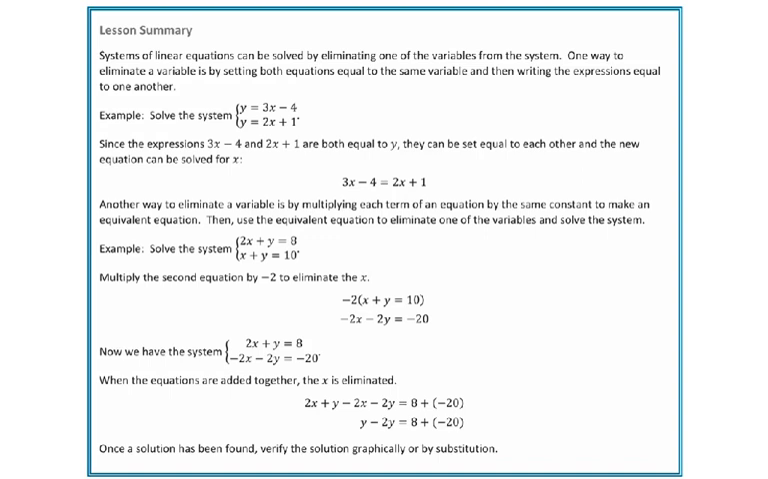Another way to eliminate a variable is by multiplying each term of an equation by the same constant to make an equivalent equation. Then use the equivalent equation to eliminate one of the variables and solve the system. And so we looked at this today as well. We would multiply both equations by a constant, and then add the equations up and solve for one of the variables, and then plug that value back into one of the equations and solve. Those are the two ways that we were using elimination today.